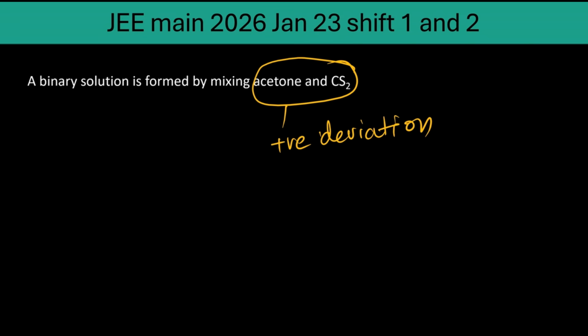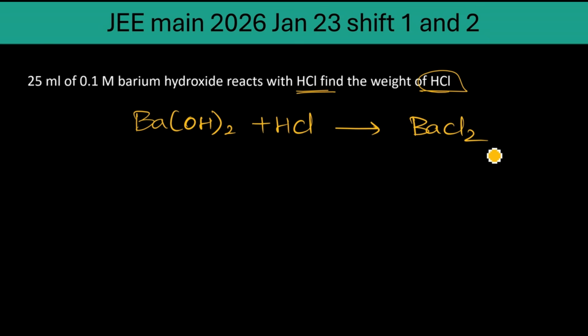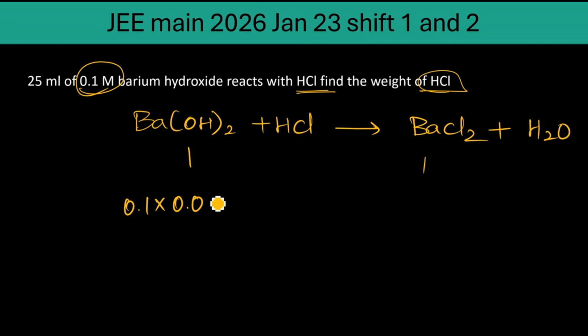Then the next question. 25 ml of 0.1 molar barium hydroxide reacts with HCl. Find the weight of HCl. So barium hydroxide plus HCl. What is the product? Barium chloride with H2O. Balance the reaction. It is already balanced. So 1:1 ratio, right? So that is 0.1 molar of 25 ml, which is 0.1 into 0.025, converting to liters, so that will be 0.0025 moles.